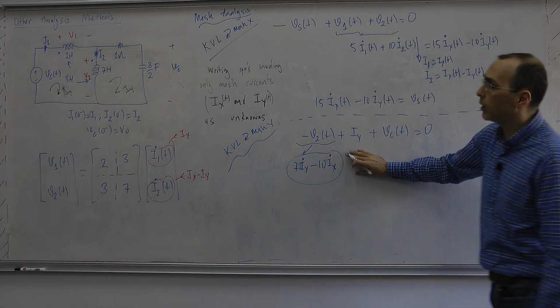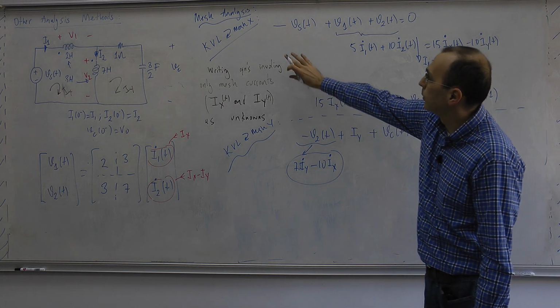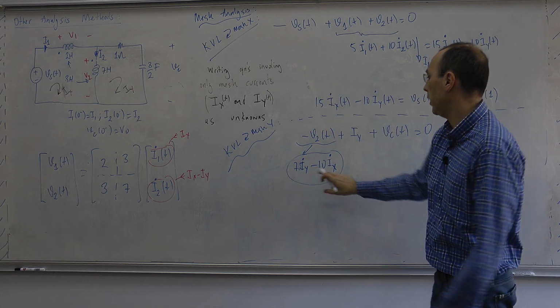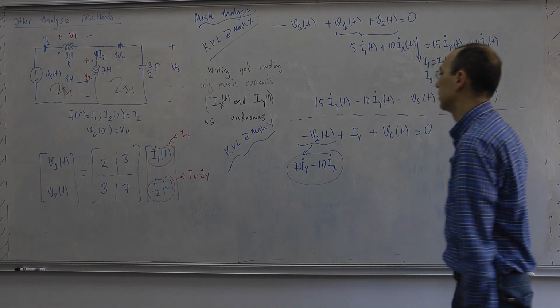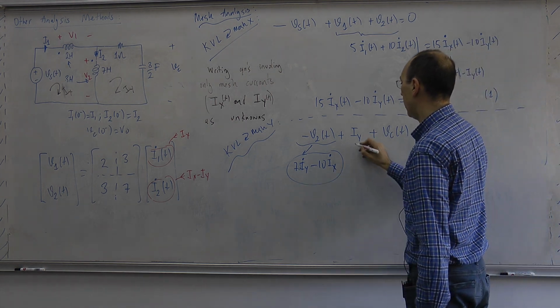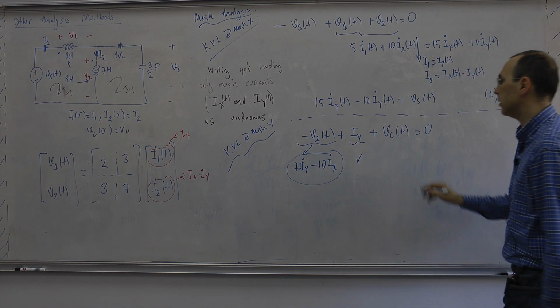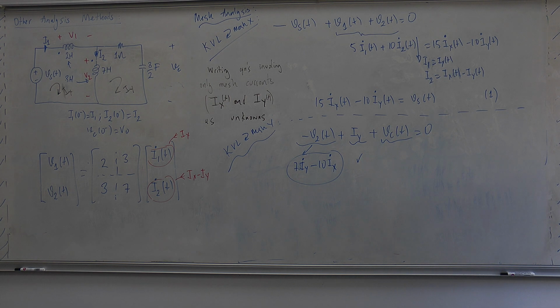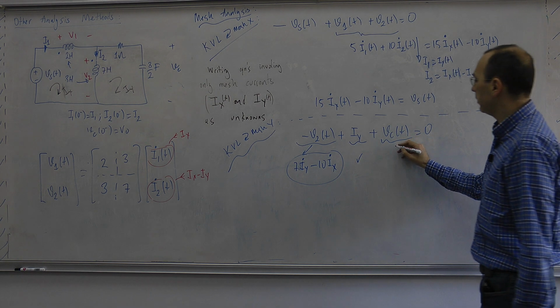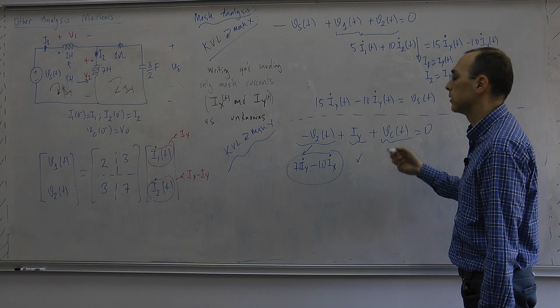So why am I saying we are done with this? So this is supposed to be mesh analysis. So I need my unknowns to be only mesh currents. So these are the mesh currents. I am done. This is also a mesh current. I am done. How about this? This is not a mesh current, obviously. So how do I write this in terms of currents?